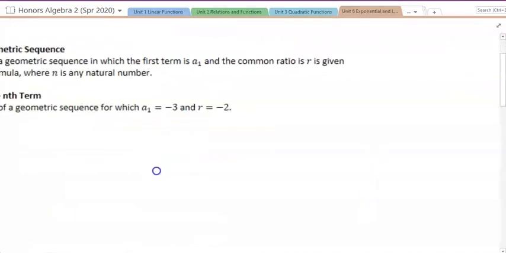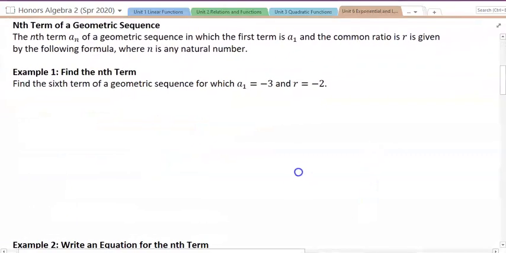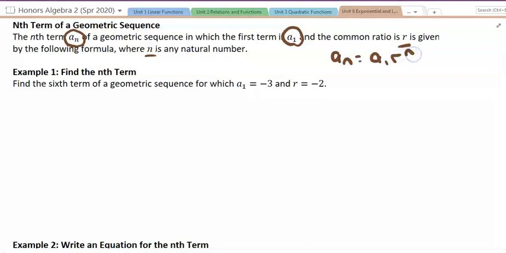And so let's look at a definition here that we need to know. The nth term of a geometric sequence, labeled as a sub n, is the term in which the first term is a sub 1, and the common ratio r is given by the following formula, where n is any natural number. And so the formula is this. It is a sub n is equal to a sub 1 times r to the n minus 1.